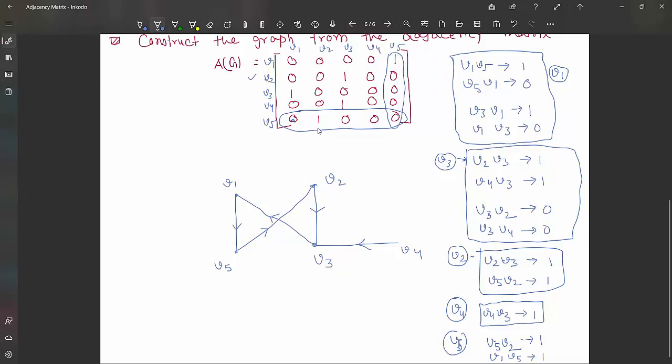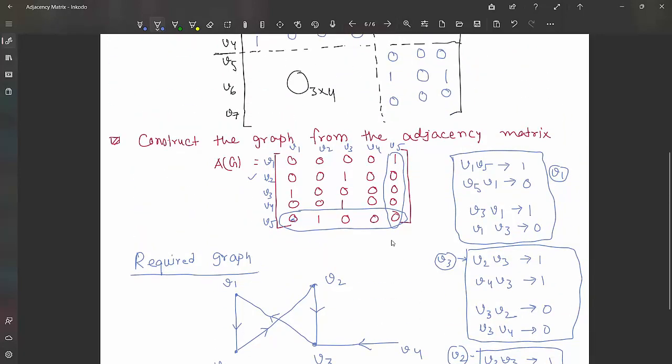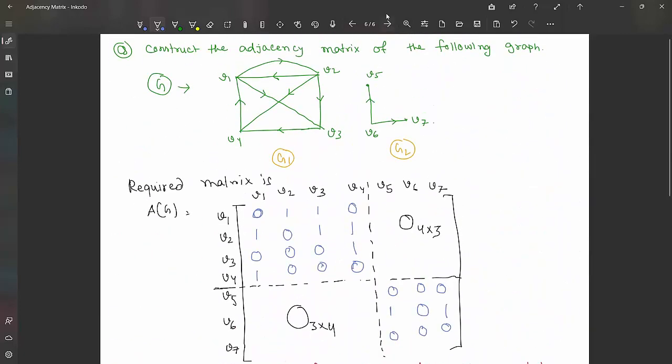Now see it. V1 V5 is already over. This is the V1 V5, and V5 V2, and this is already over, V5 V2. So we have taken both. So this is the required graph. So that's the way of drawing a directed graph from an adjacency matrix. Okay. So now take one or two homework problems just for practice, self work.